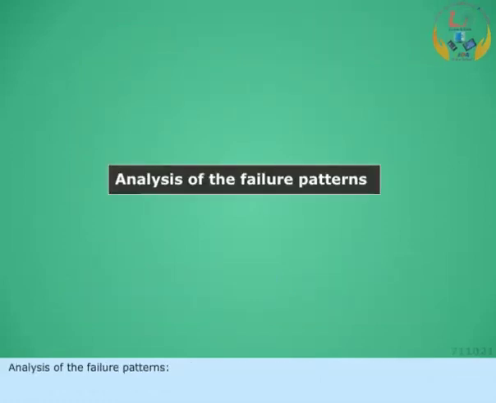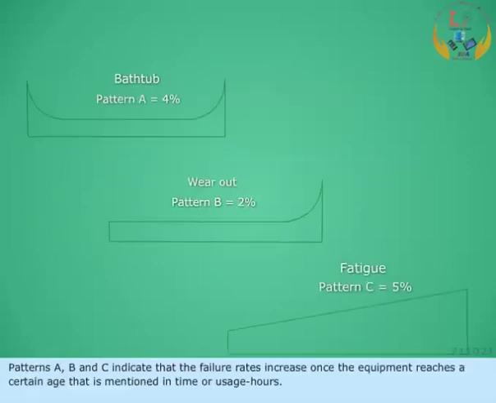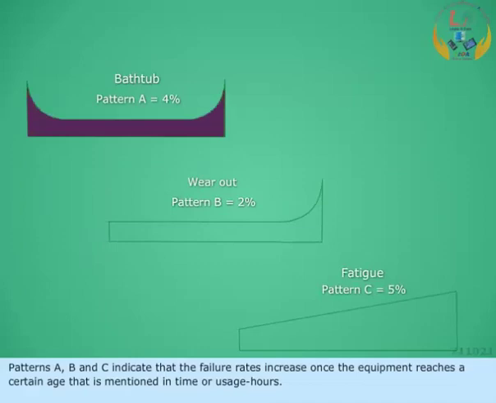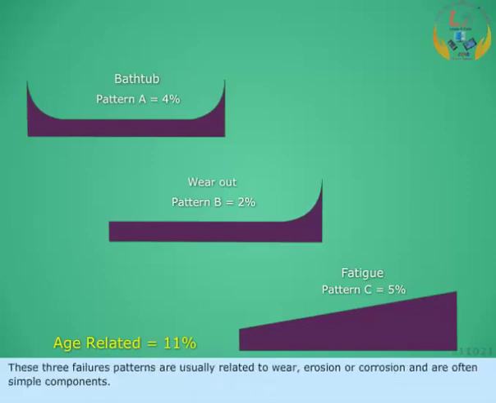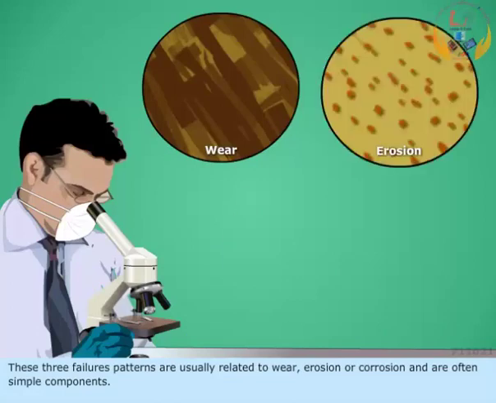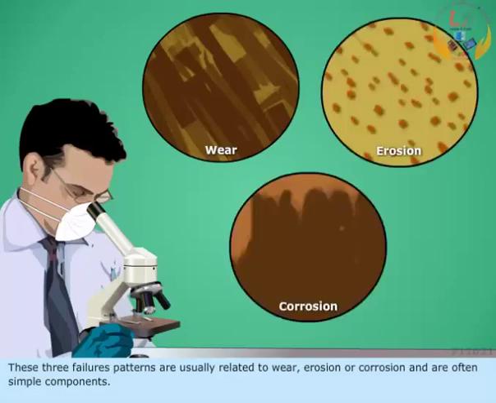Analysis of the failure patterns. Patterns A, B and C indicate that the failure rates increase once the equipment reaches a certain age that is mentioned in time or usage hours. These three failure patterns are usually related to wear, erosion or corrosion and are often simple components.